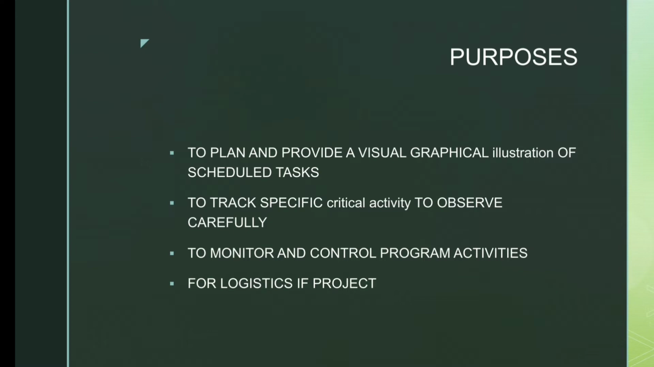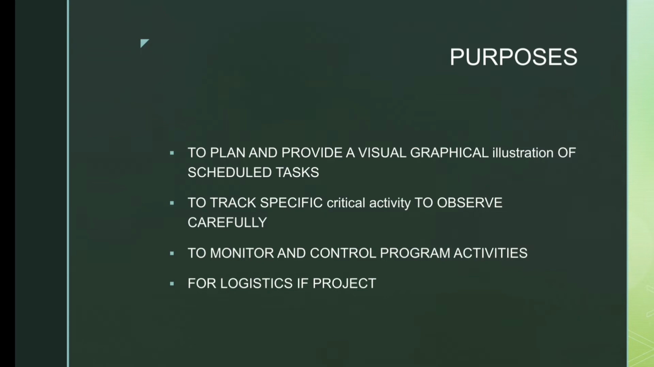Third, to monitor and control program activity. We can control the activity, for example a particular activity is going to start by the fourth week of the program, so we can plan what is needed: the resources, manpower, material and machine. Then for the logistics of a project, how to plan and schedule that particular program, we can plan it here. These are all the purposes of the Gantt chart.